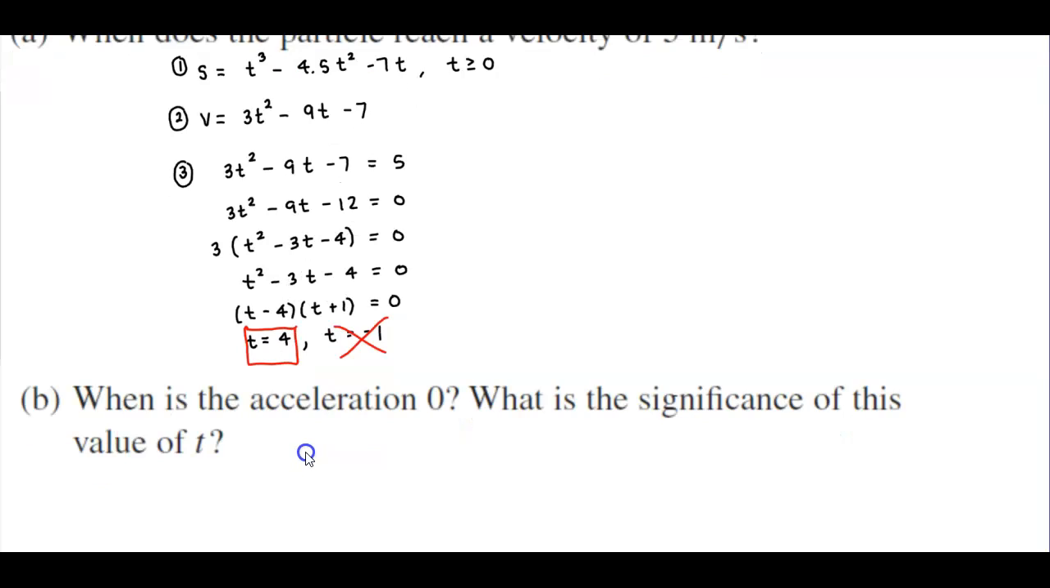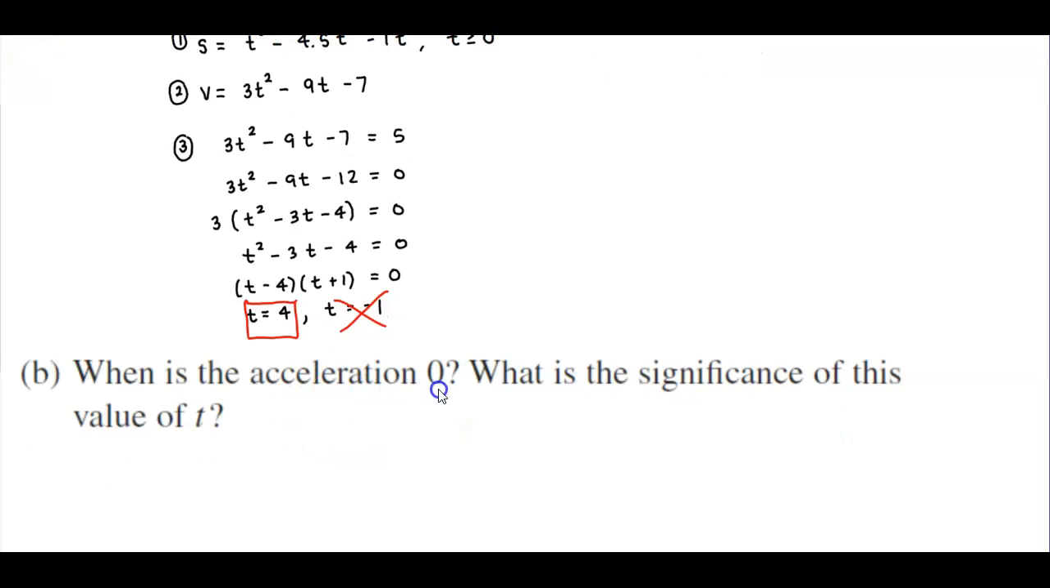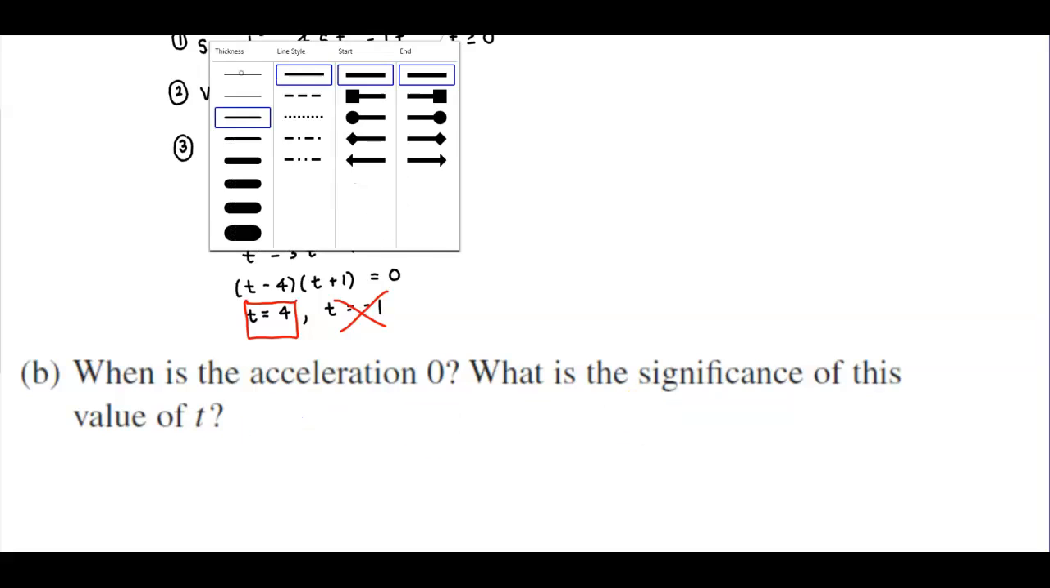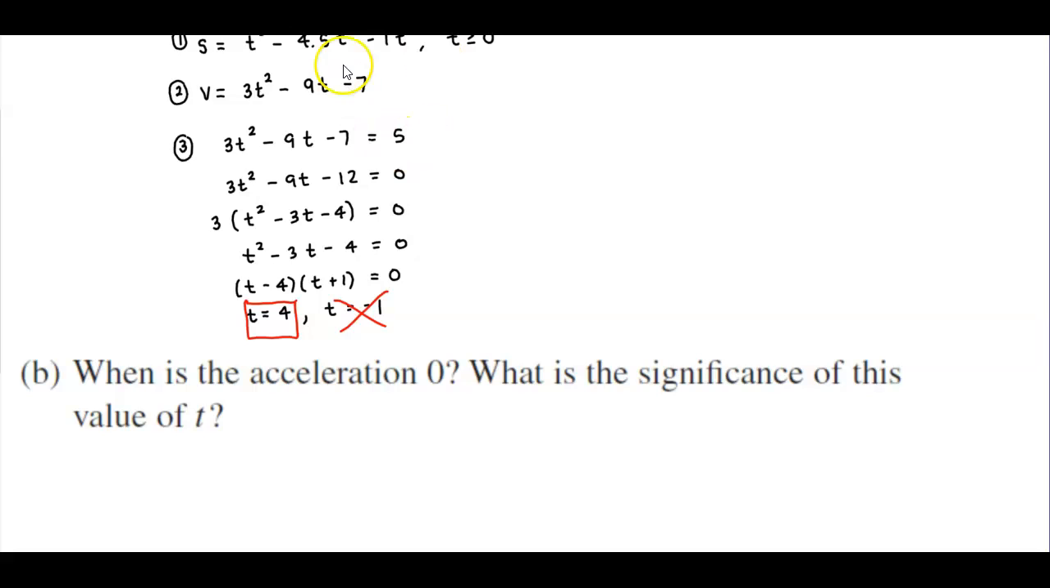Okay, now the question states, when is the acceleration 0? And what is the significance of this value of t? Well, we need to first look at the velocity function. The velocity function from our previous step is 3t squared minus 9t minus 7. And we want to find the acceleration function, so we're going to take the derivative of the velocity function. Taking the derivative, we get 6t minus 9.